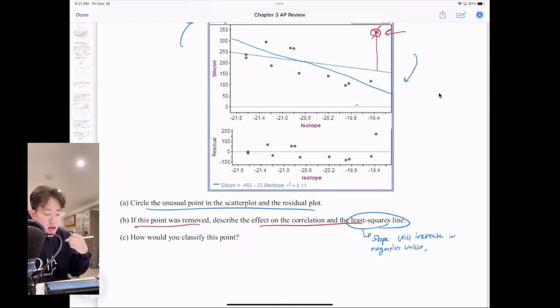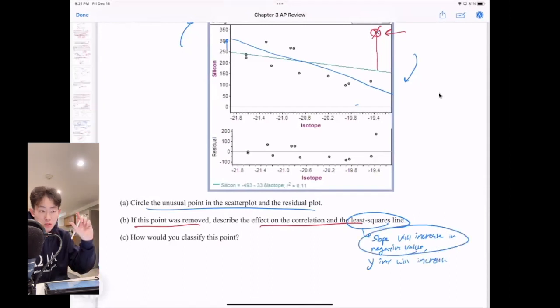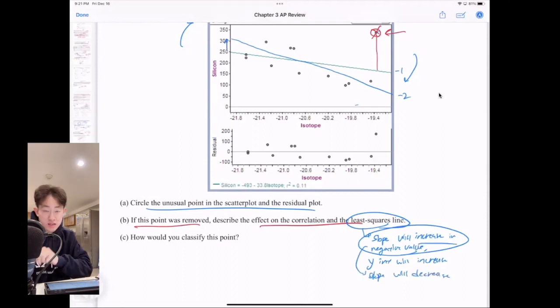And the y-intercept, obviously you can see that it's going up. So the y-intercept will increase. If you actually say that the slope is going to decrease in a sense, because if the slope of this was -1, now you're going to -2, you can also say the slope will decrease. That will be the same thing as increasing in the negative direction. It means the same thing. So these two should be okay to do.